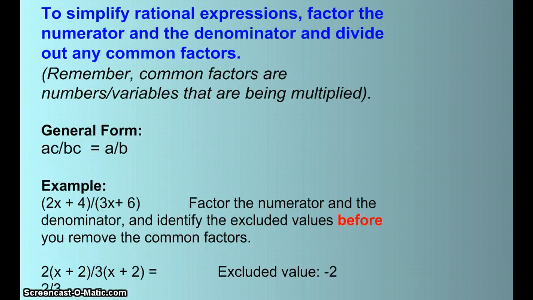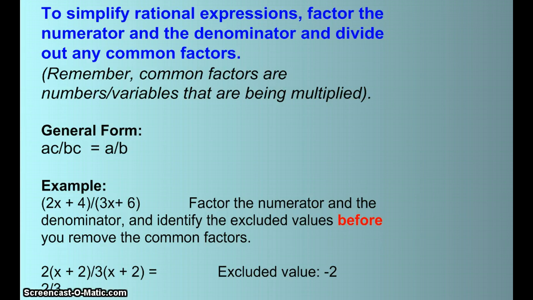To simplify rational expressions, you want to factor the numerator and the denominator and divide out or remove any common factors. Now you have to remember here that common factors are numbers or variables that are being multiplied. They're not numbers or variables that are being added, right? They have to be being multiplied by something to be a factor. So the general form is AC divided by BC equals A divided by B. You have a common factor of C in the numerator and denominator, so you remove it.